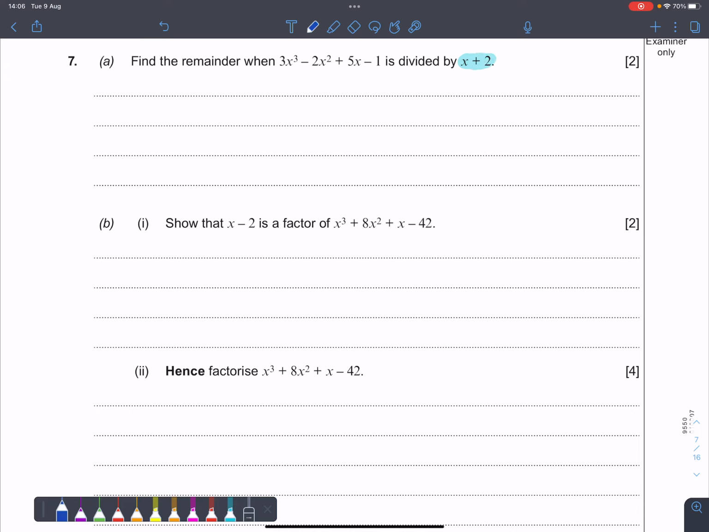If I want to divide by x plus 2, then the easiest way to do that is just to sub in negative 2 into our function. So this is going to be 3 lots of negative 2 cubed, take away 12 lots of negative 2 squared, plus 5 lots of negative 2 minus 1. So let's pop all that into the calculator.